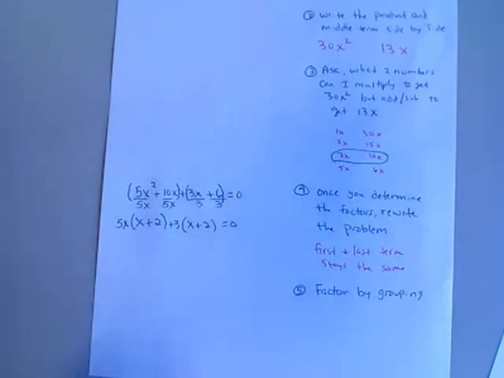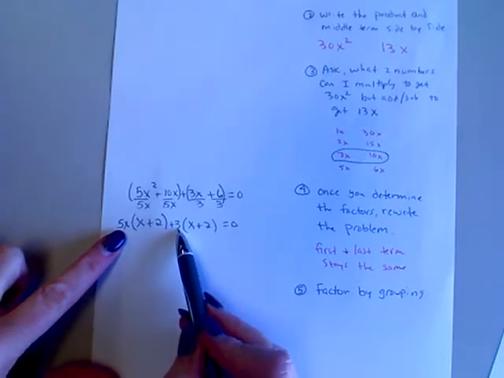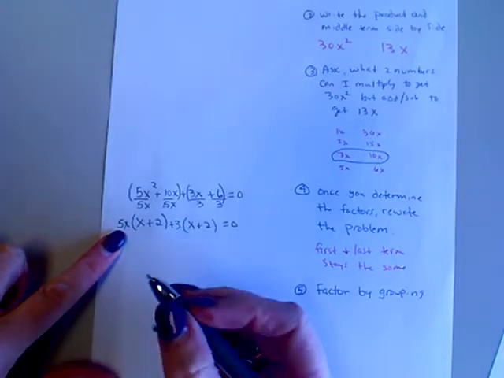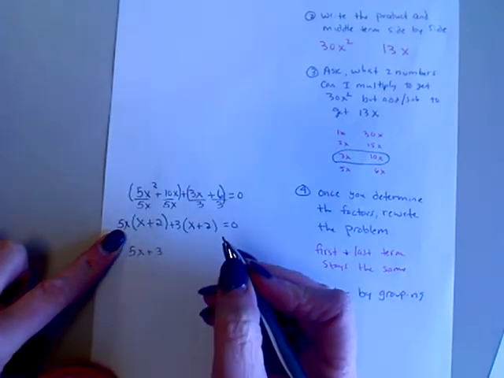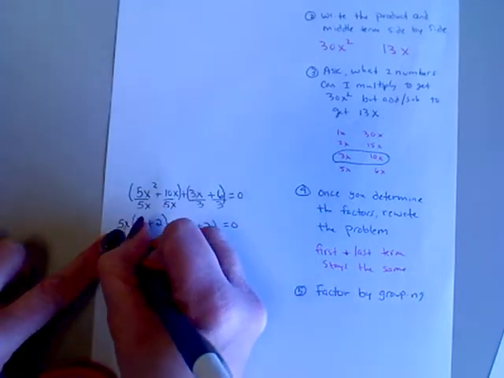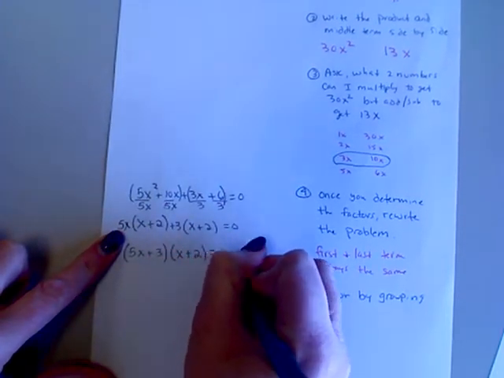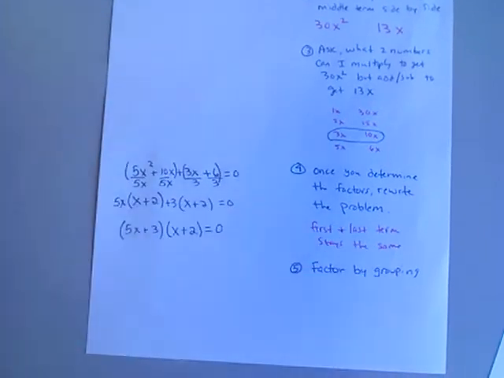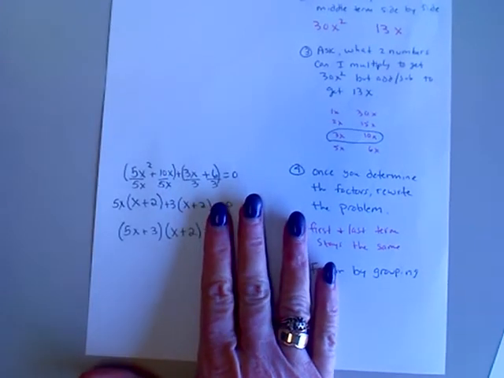Put your answers in the parentheses. In one set of parentheses are the two greatest common factors. That's these two numbers. So I'm going to do 5x plus 3. And I'm going to do x plus 2. And I'll put the equals 0 behind it because I'm going to solve it. So like this, it's factored. We've just factored it.